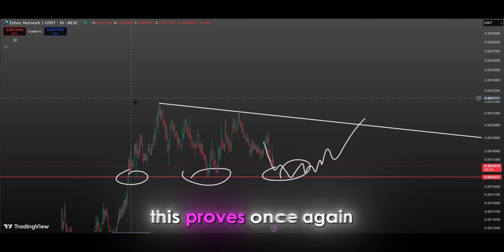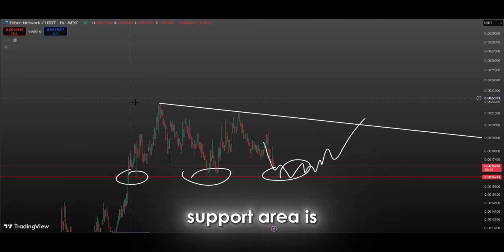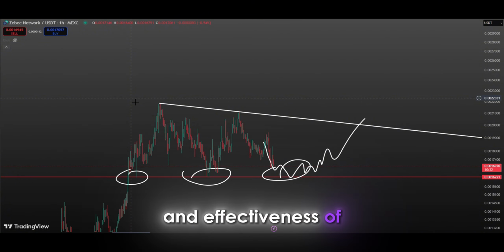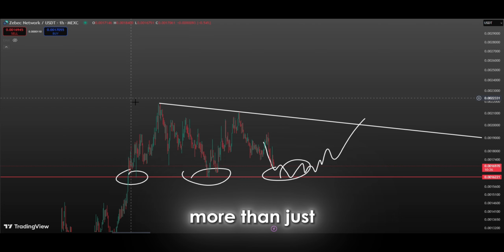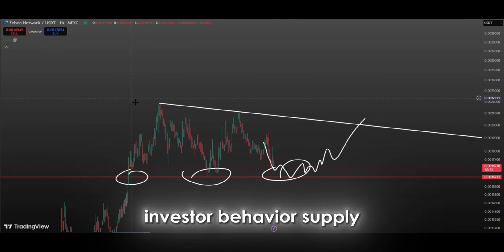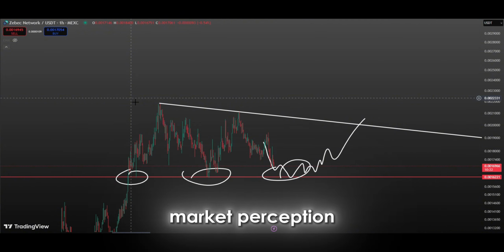This proves once again how important this support area is. Because the most important factor that increases the reliability and effectiveness of a level in technical analysis is the number of times it has been tested and worked. This support zone has also become a reference point for traders with its successful reactions in the past. Support levels are more than just a horizontal line on the chart. They should be considered as important zones that reflect investor behavior, supply-demand balance, and market perception.